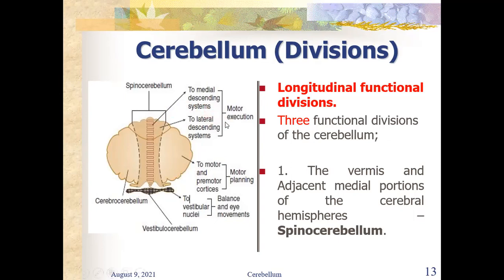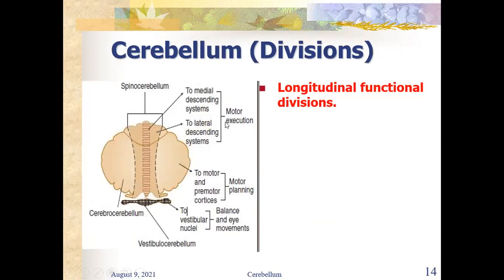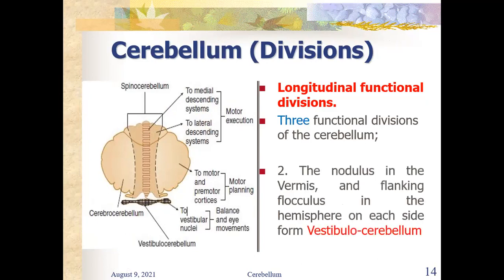Still on the functional divisions of the cerebellum, we have the nodulus. Remember, the nodulus and the flanking flocculus are collectively known as the vestibulocerebellum. The vestibulocerebellum has connections to the vestibular nuclei.